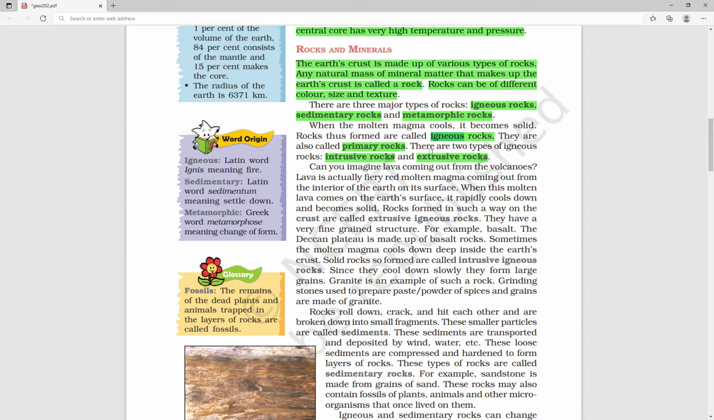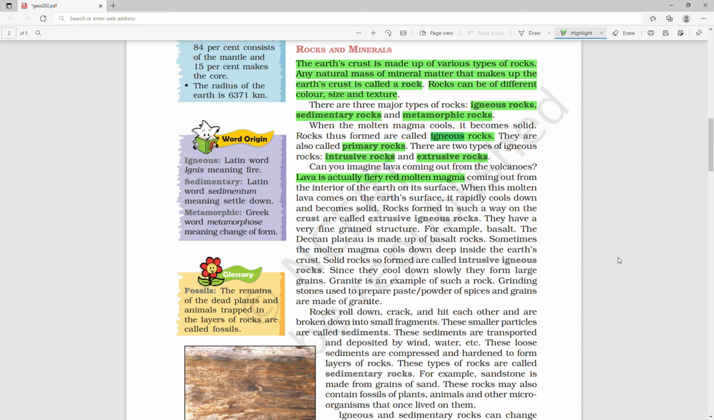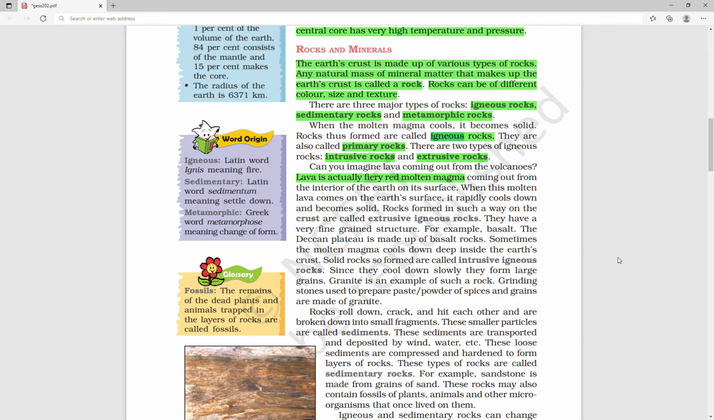Okay, can you imagine lava coming out of the volcanoes? Lava is actually fiery red molten magma coming out from the interior of the Earth to the surface. Lava is fiery red molten magma. It's a fiery one, not a simple red molten. It rapidly cools down and becomes solid. Rocks formed in such a way are called on the crust.